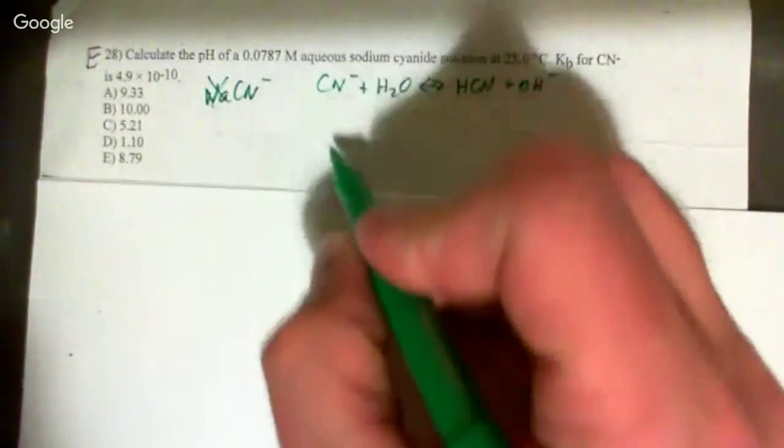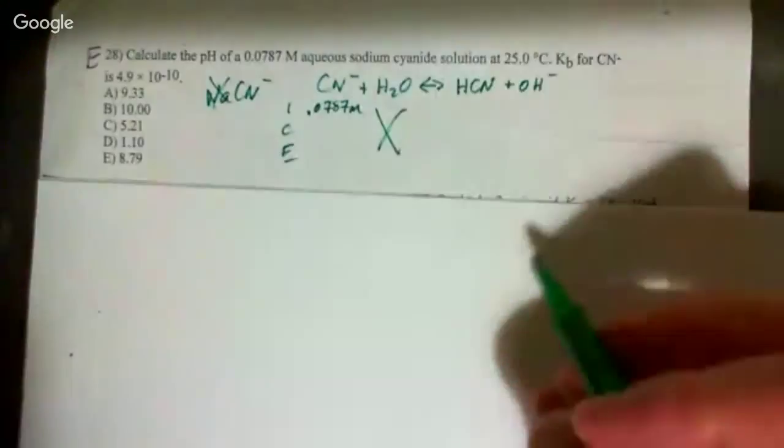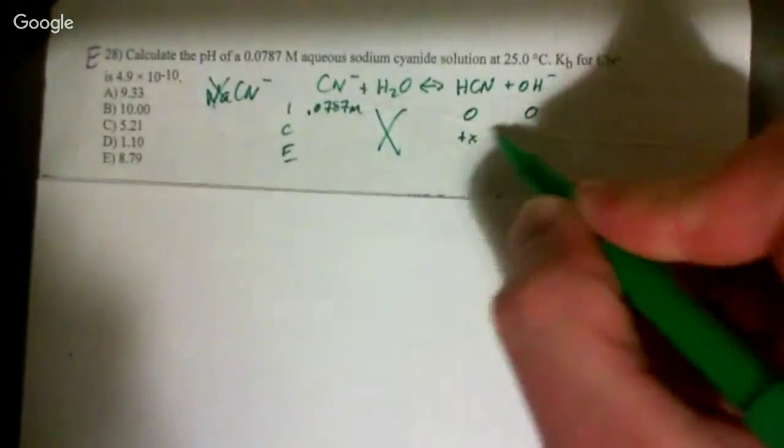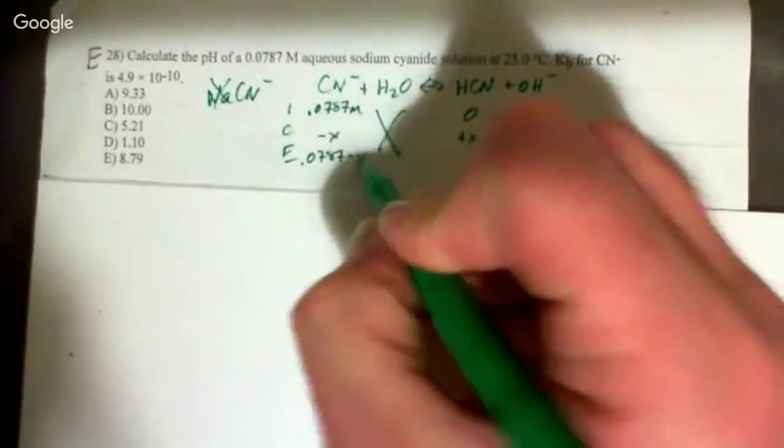So we're coming from a 0.0787 molar solution. And we're going to ice this. And we're going to say that we've got nothing, and we add this, and we add this. And so we go with 0.0787 minus x, and x.